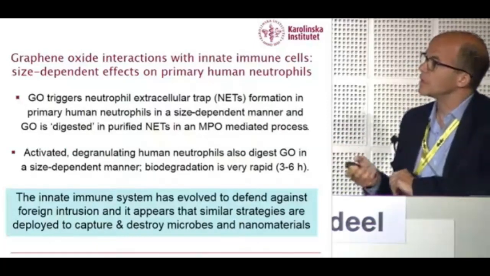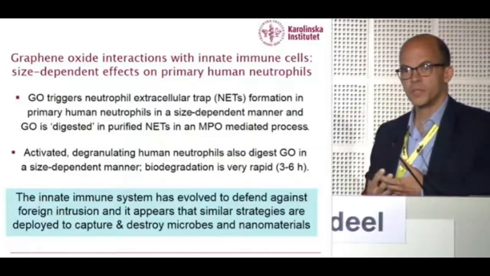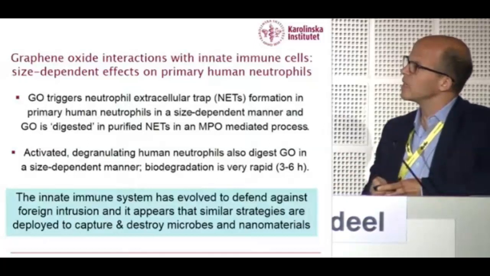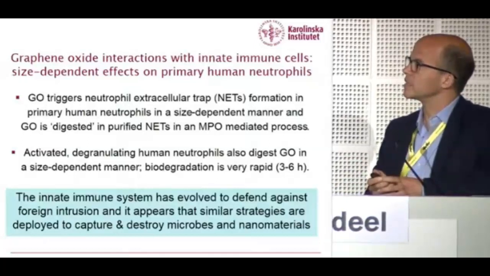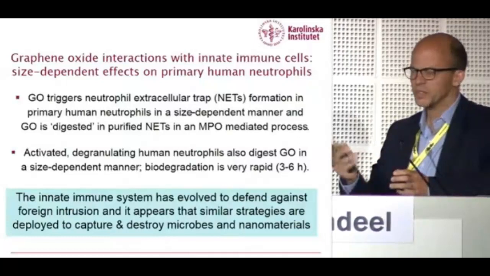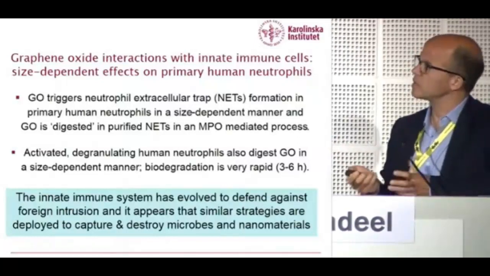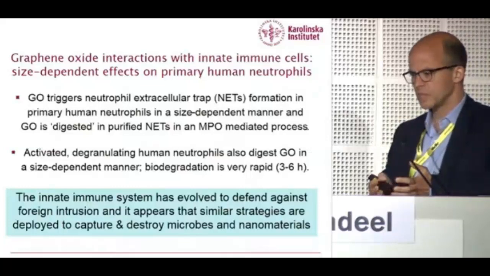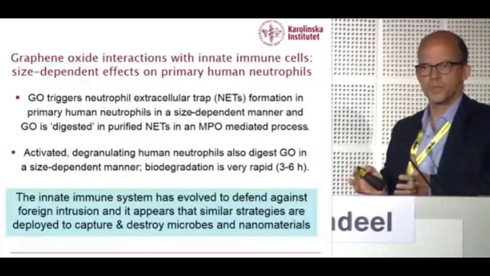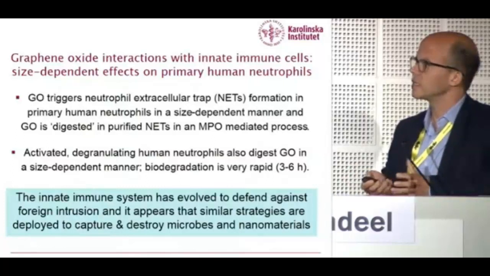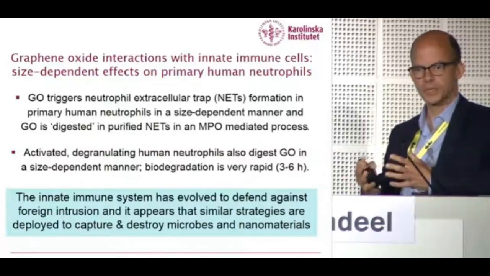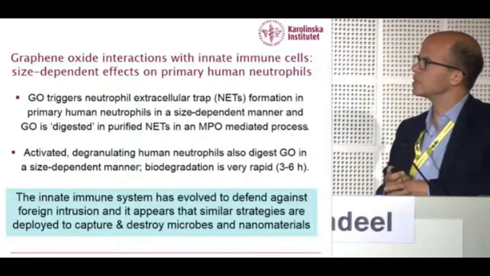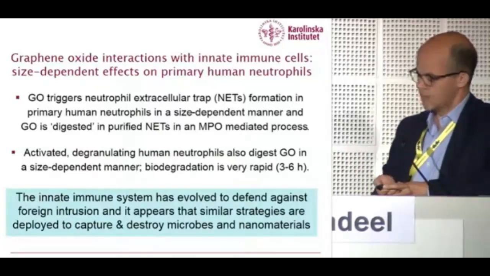So overall, our innate immune system has evolved to protect us from foreign intrusion, microbes, fungi, etc. Based on these studies, and I apologize for going so quickly through these data, we may speculate that the immune system can also sense two-dimensional objects, which I think is rather fascinating, and actually use very similar mechanisms, in this case NET production and digestion, to destroy, as it were, these materials.